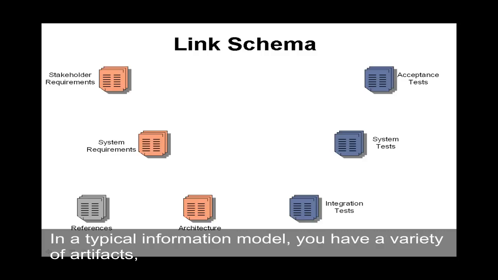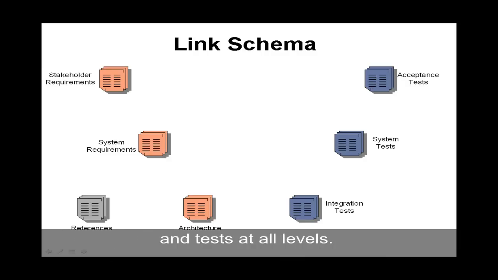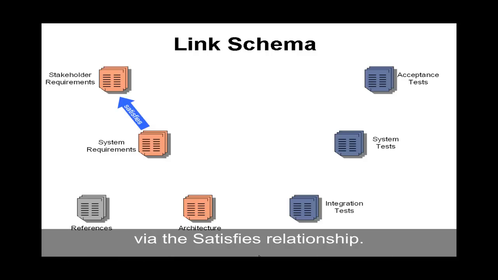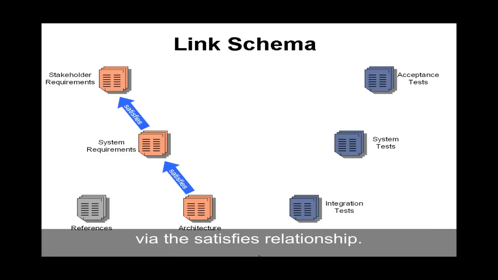In a typical information model, we have a variety of artifacts such as stakeholder requirements, system requirements, architecture, references, and testing at all levels. The information in these modules is related. This is where linking comes in. How are the artifacts related? In this schema, the system requirements are related to the stakeholder requirements via a satisfies relationship, and the architecture is related to the system requirements via a satisfies relationship.